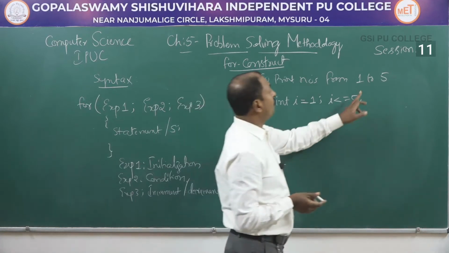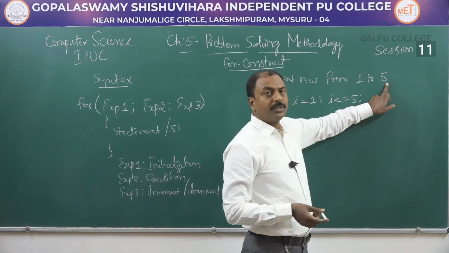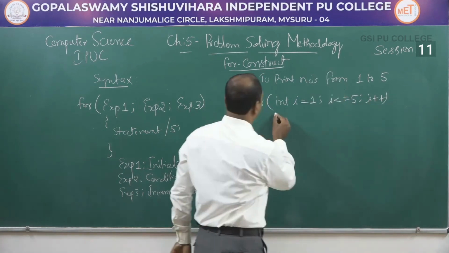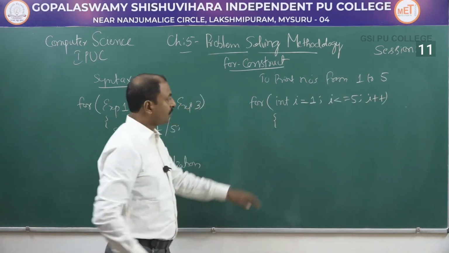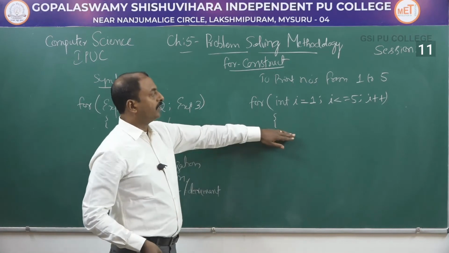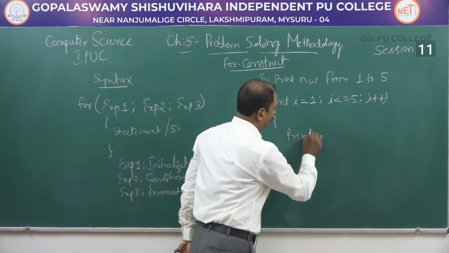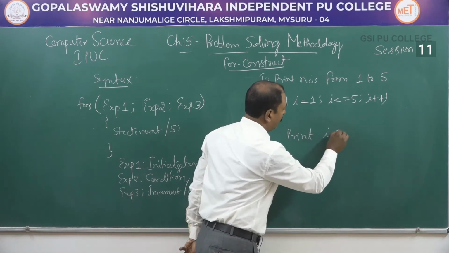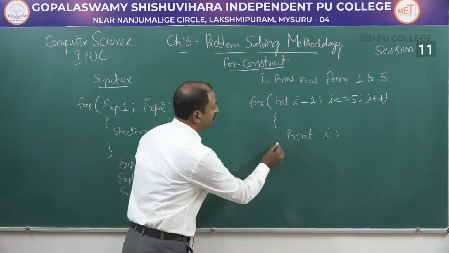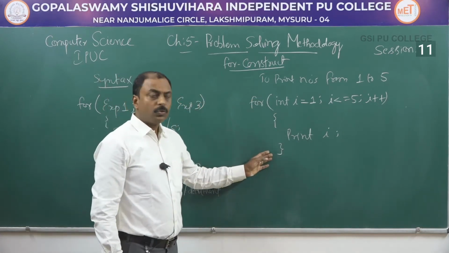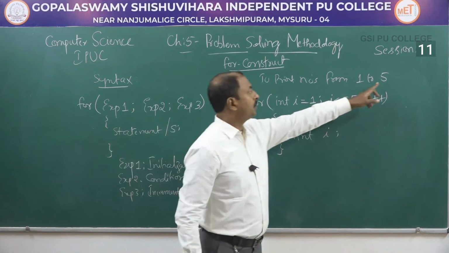Here I want to print from 1 to 5. Obviously it is increment. I can write here i++ and open this bracket. Here I want to print the value of i. Directly I can write here print i, the value of i here. I am closing this bracket here. So this is a simple example to print numbers from 1 to 5.